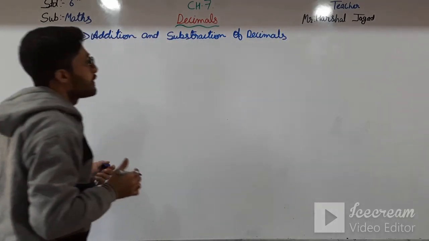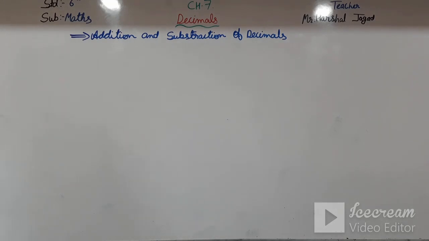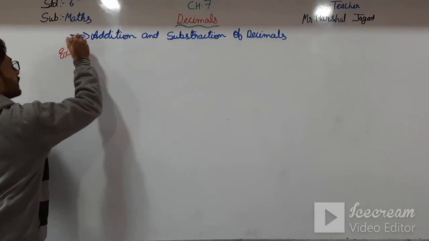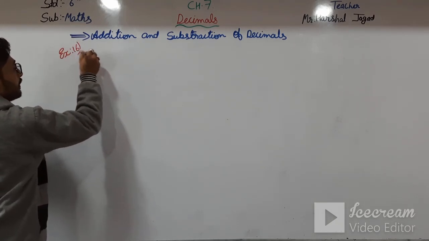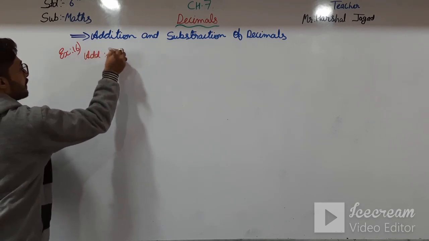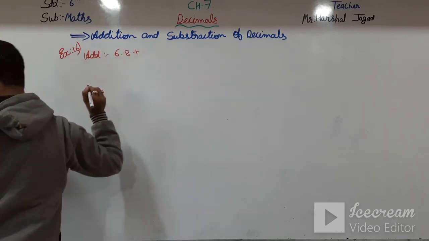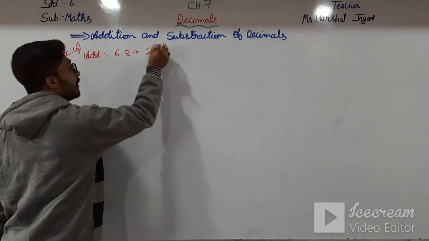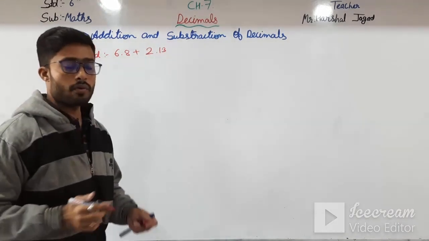Okay, addition and subtraction of decimals. Now, see here there is an example number 16. That is, add 6.8 plus 2.13. So we have to add both.